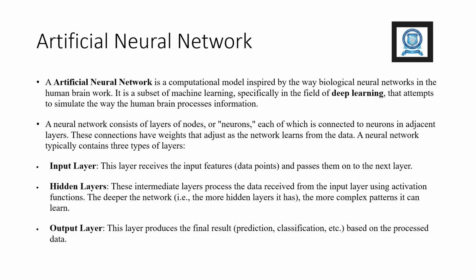First one, input layer. This layer receives the input features and passes them on to the next layer. Second one, hidden layer. These intermediate layers process the data received from the input layer using activation functions. The deeper the network, the more complex patterns it can learn. Third one, output layer. This layer produces the final result based on the processed data.